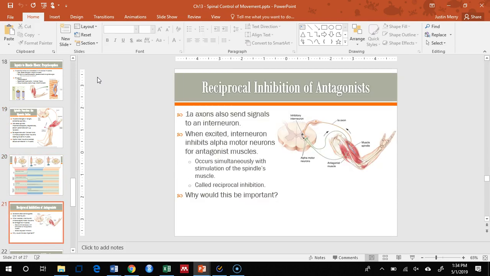An antagonist just means a muscle's antagonist is whatever muscle has the opposite effect of the focal muscle.